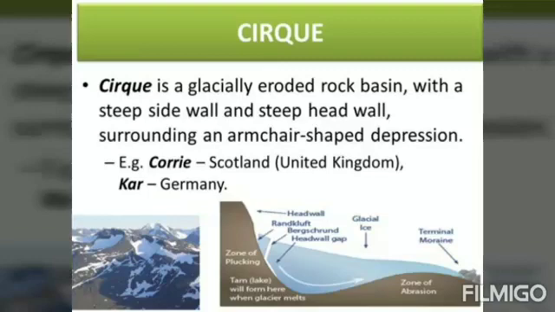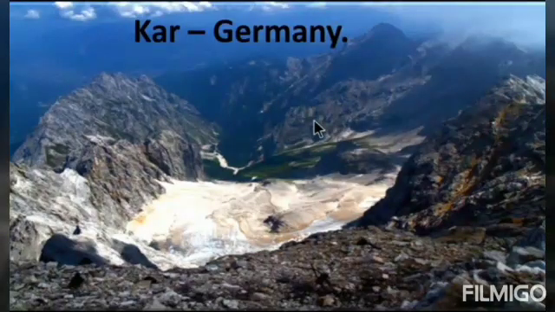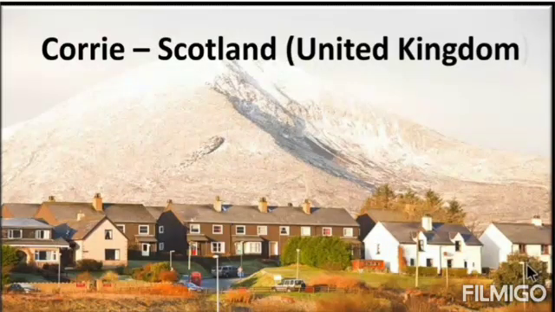Next one, CIRQUE. What is a CIRQUE? A CIRQUE is a glacially eroded rock basin with a steep side wall and a steep head wall surrounding armchair-shaped depressions. It looks like an armchair, so it's called a CIRQUE. Example, Scotland, and Germany. Second one, Scotland, located in the United Kingdom.